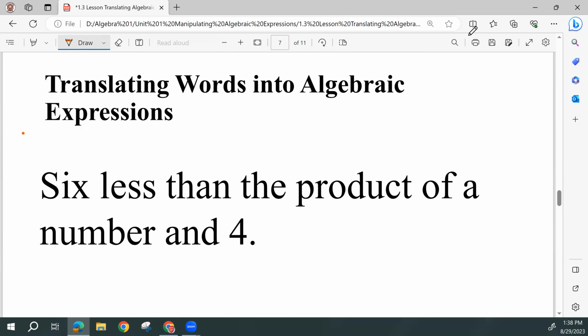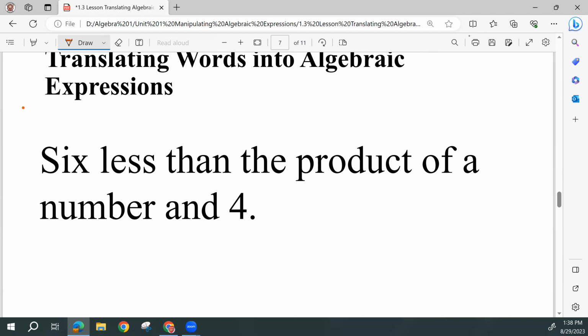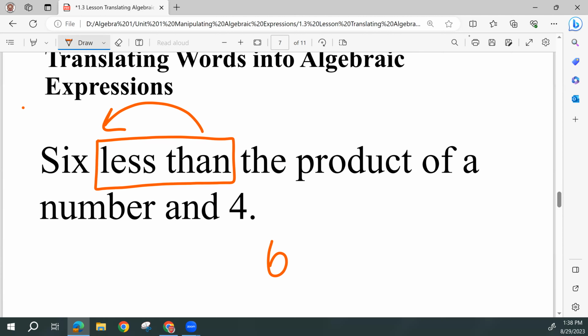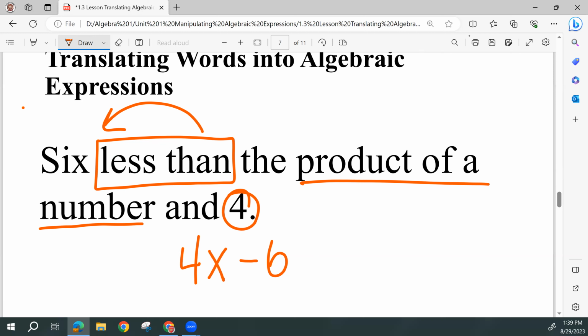So here we go, 6. So I'm just going to start with the number 6. 6 less than, that was a turnaround phrase. That tells us to go the opposite direction. So if we're typically writing from left to right, 6 less than means subtract. Since we're saying 6 less than, we're going to do a minus to the left, and we're going to start working to the left. The product of a number, that means we're going to multiply x by 4. So 6 less than the product of a number and 4.